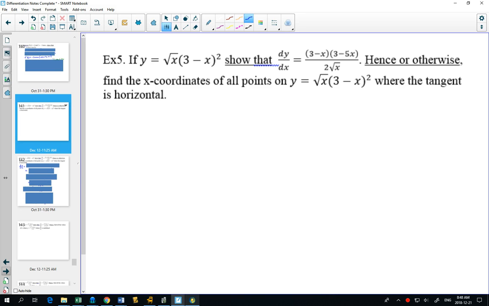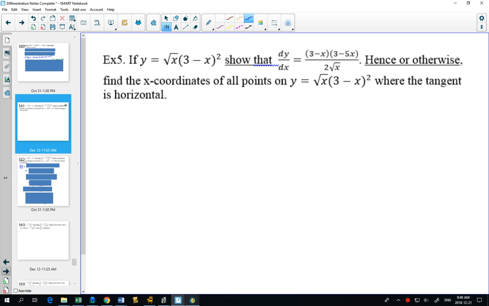So if the question says show that, that underline means that we have to do a little mini proof. And then the hence or otherwise means that they're giving you a hint you should really use your solution to do the next part. If it just says hence, you have to use your solution to the next part. But if it says hence or otherwise, you're still allowed to do something else. But it's telling you the best thing to do is use what you just figured out.